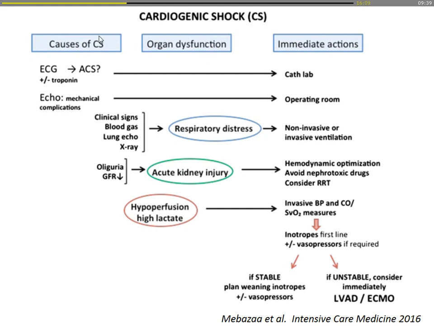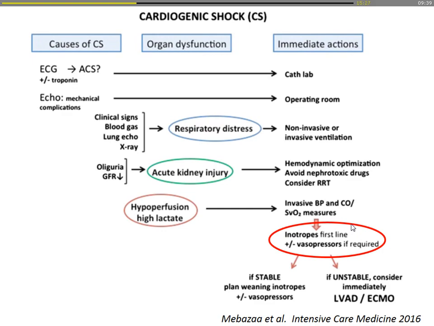What is cardiogenic shock? Cardiogenic shock is mostly organ dysfunction. We have patients already with respiratory distress, acute kidney injury, and I'm going to focus in the next minutes on hypoperfusion and high lactate. In those patients, as recommended, by the way, by the ESICM guidelines published 3 years ago, we need to put in an invasive blood pressure, we need to measure cardiac output, and if possible, SvO2. And here, what we recommend is to start with inotropes as a first-line therapy, and then, if needed, to give vasopressors.